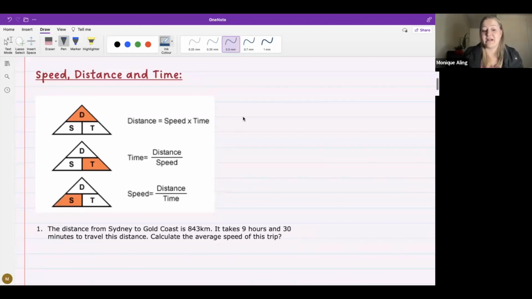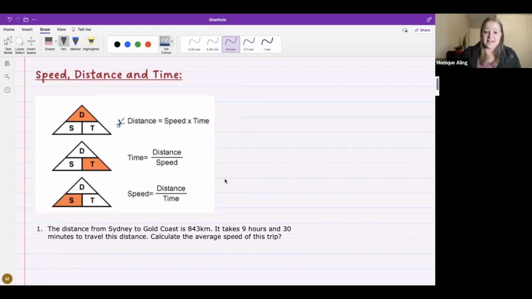I did say on Monday that you should know these off by heart because sometimes they could give you the incorrect formula in the test, and you need to know how to either substitute or rearrange the formula, or if you just know them off by heart, it's easy. Just get the correct formula.